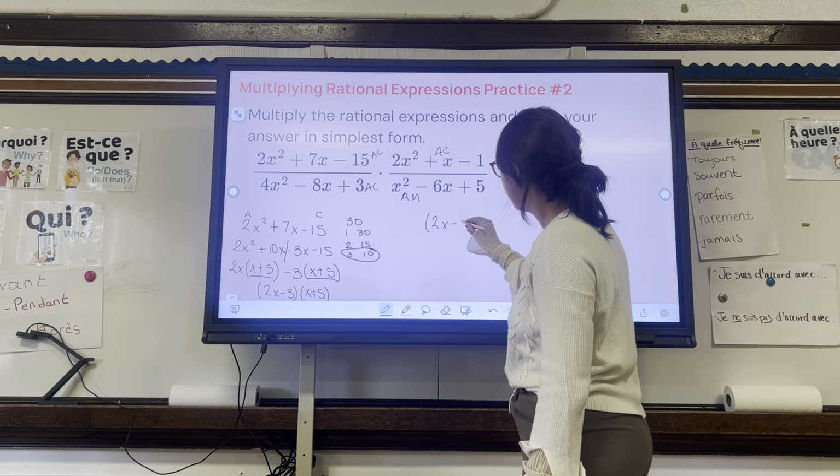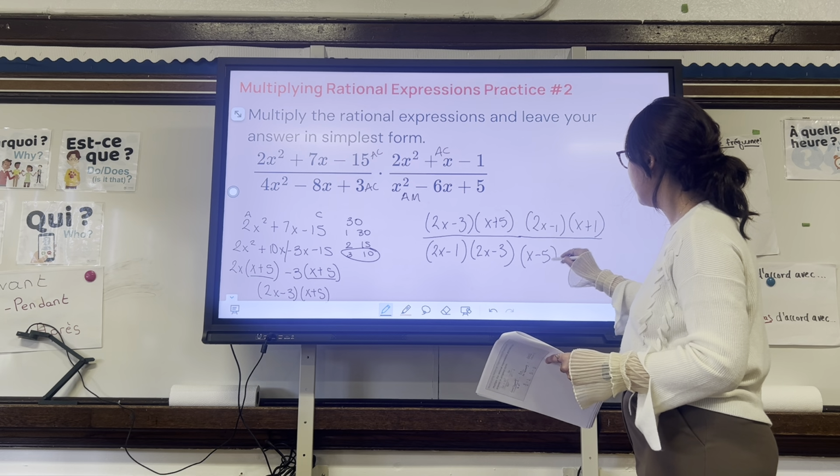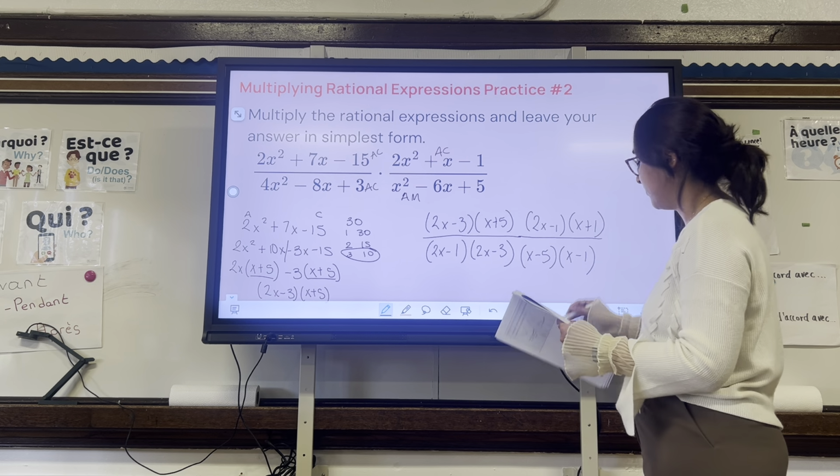This bottom one, again, you can see my work online, is going to be 2x minus 1, 2x minus 3. I'm going to extend my line because we're multiplying. And I have 2x minus 1, x plus 1. And then the bottom one, which is AM, is just an easy x minus 5, x minus 1.